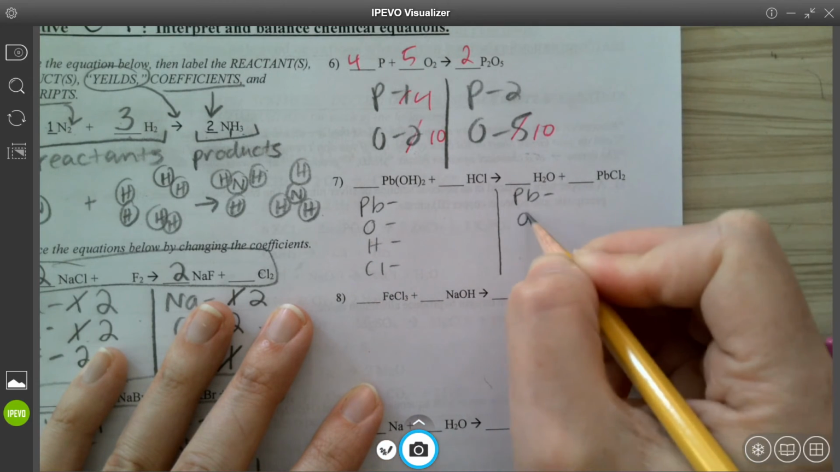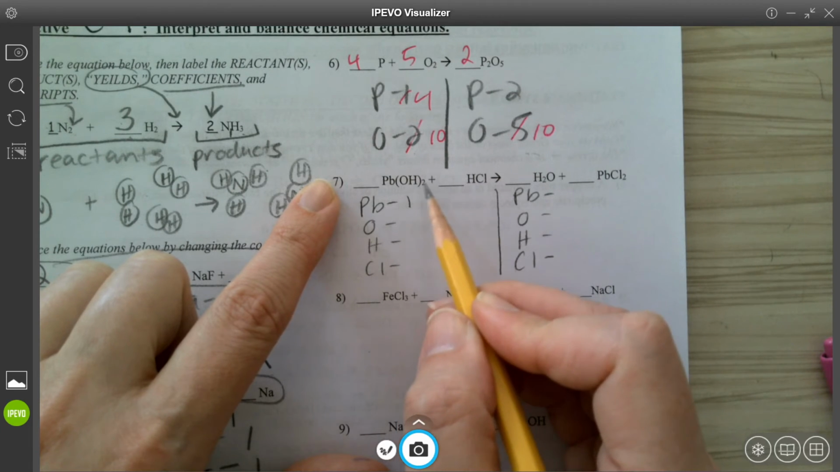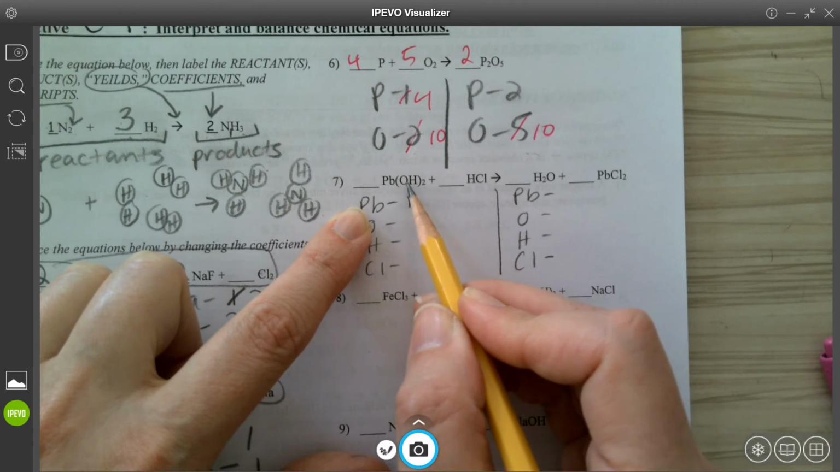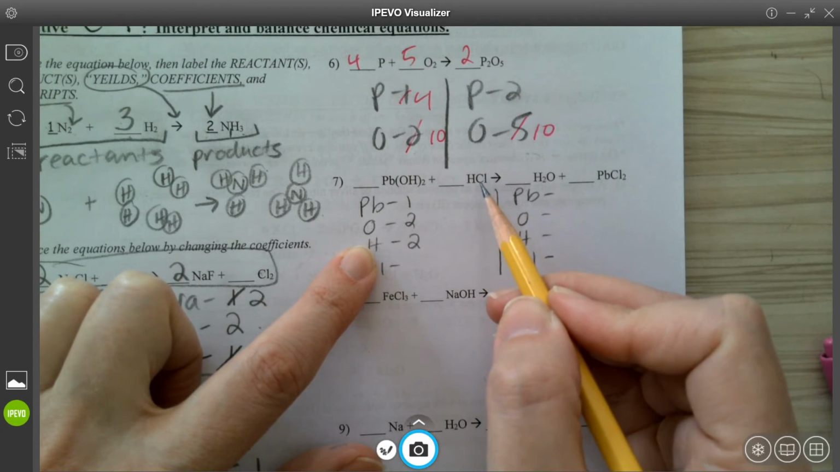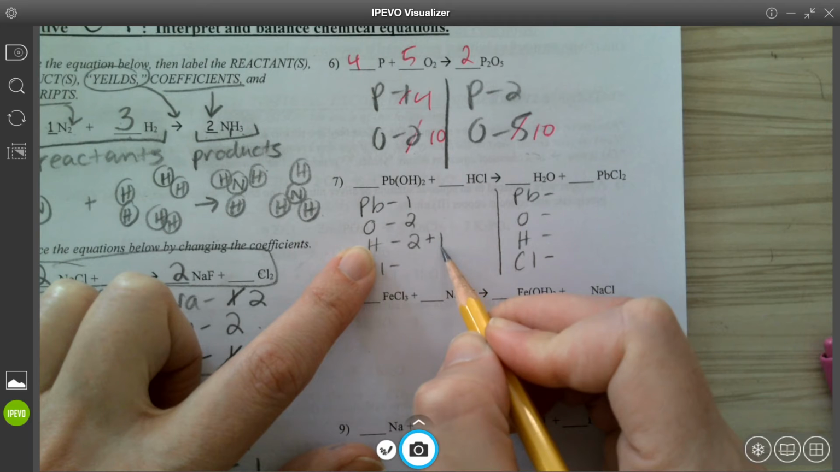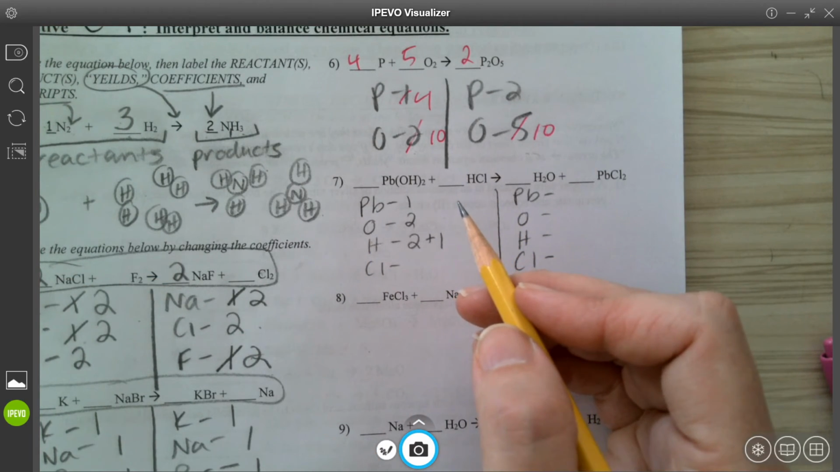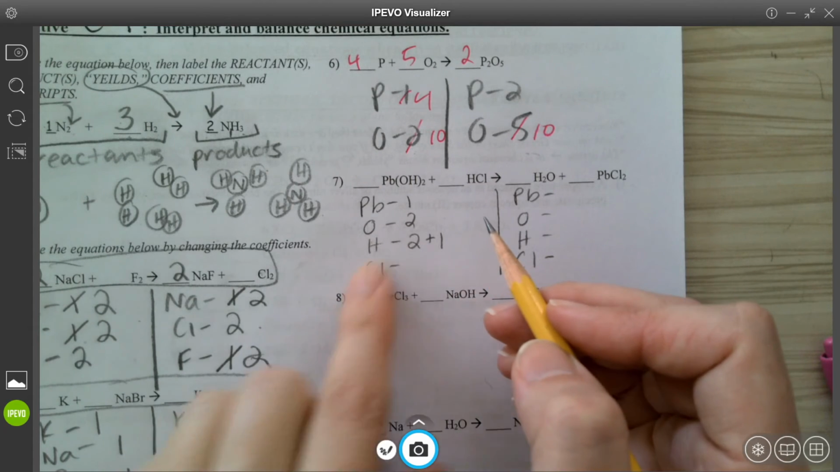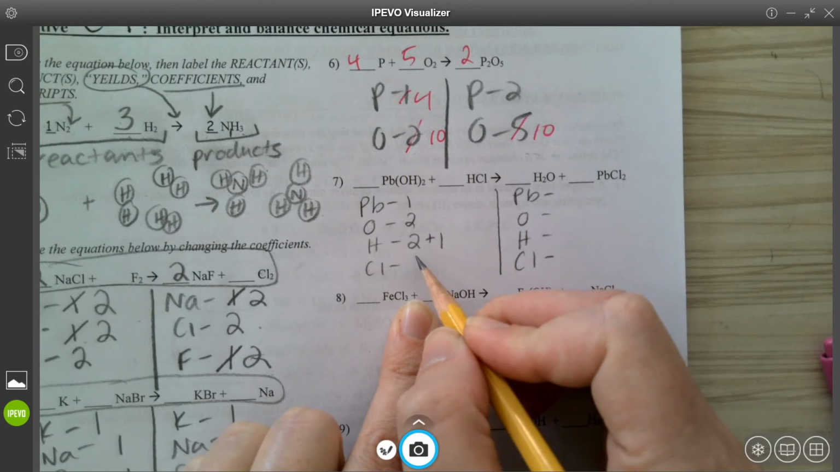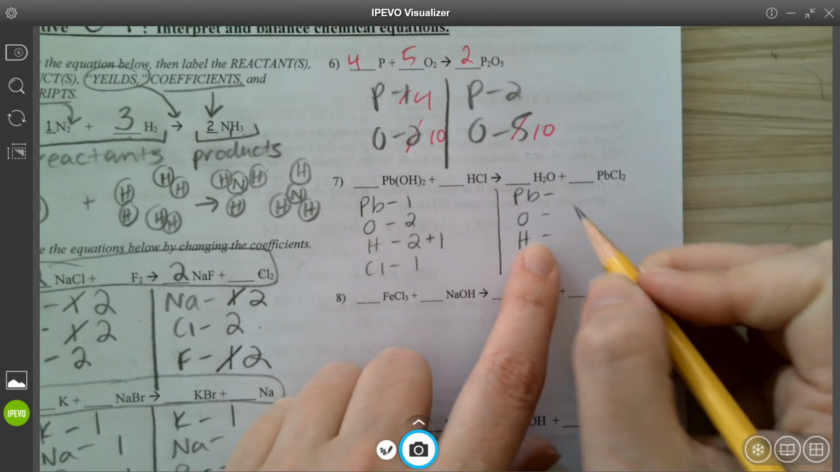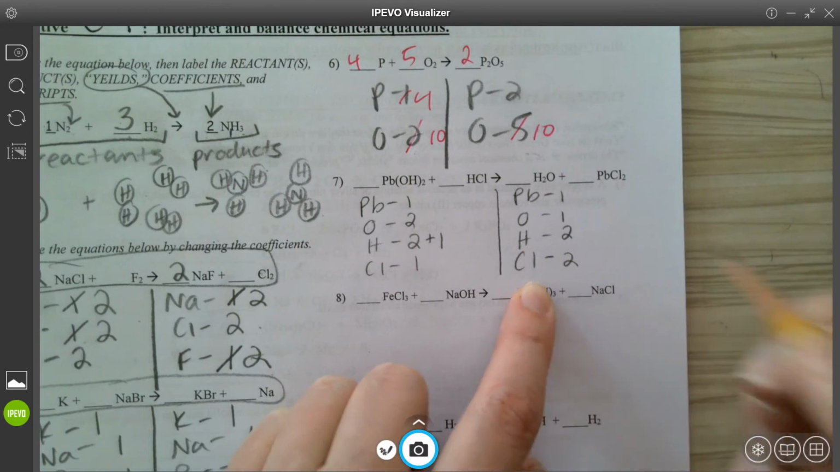So PbOHCl. Okay, so the Pb is 1. The OH has a 2 on the outside, so that means there's 2 O's and 2 H's. The thing is, there's also an H over here, so I like to write that as maybe +1. Sometimes that's more helpful than just writing 3, because when you see 3, you forget that it's coming from 2 different spots. But this reminds you that it's 3 total, coming from 2 spots. And then the Cl is just 1. Okay, on this side we got 1 Pb, 1 O, 2 H's, 2 Cl's.